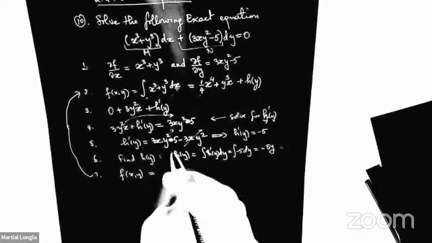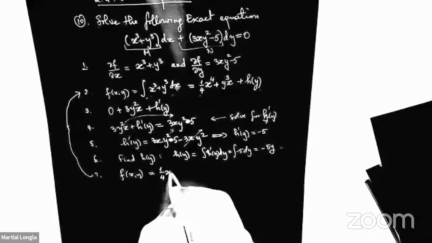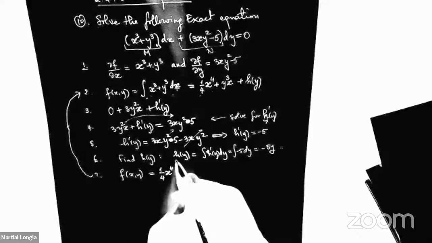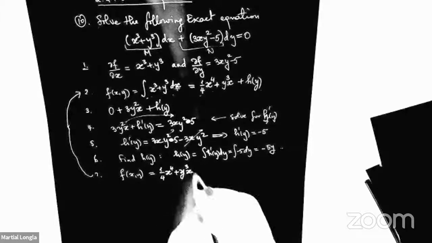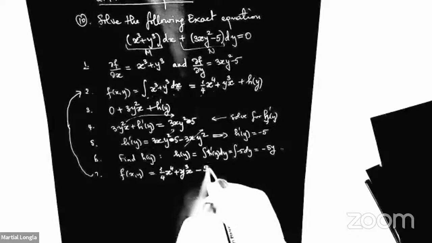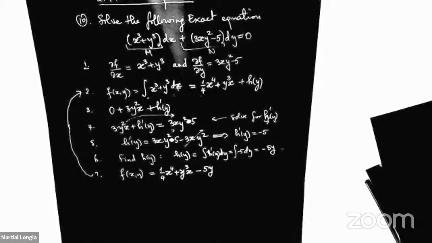So we get f of xy equals 1/4 x to the 4th plus y cubed x minus 5y. That's it.